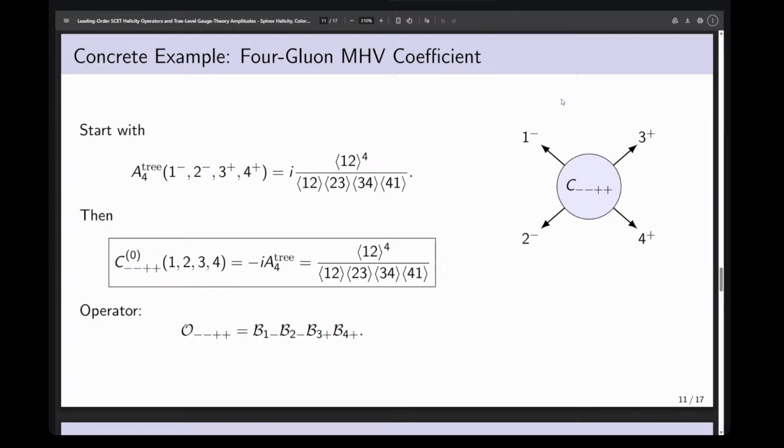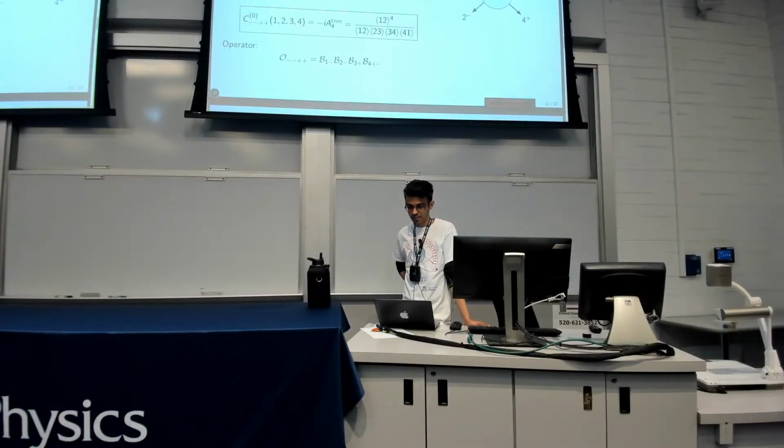So in SCET, we then construct a helicity operator basis with the same helicity structure, namely O minus plus plus is equal to this right here. The matching condition tells us that the Wilson coefficient associated with this operator is simply the finite part of the full QCD amplitude, giving this expression here. So we show explicitly how a complicated gauge theory scattering process becomes encoded into a simple helicity operator multiplied by a Wilson coefficient.